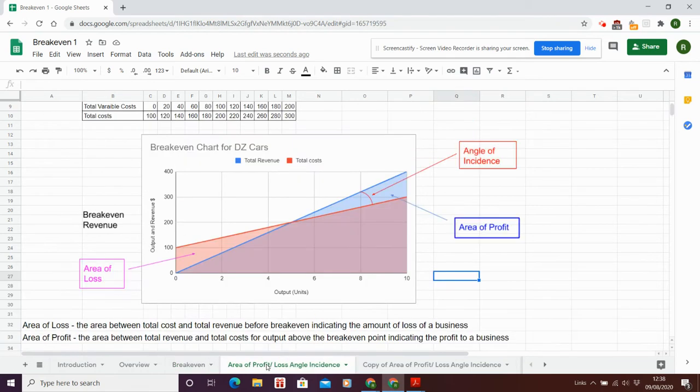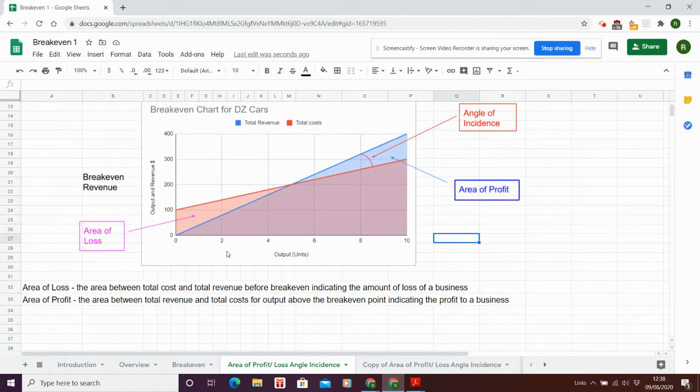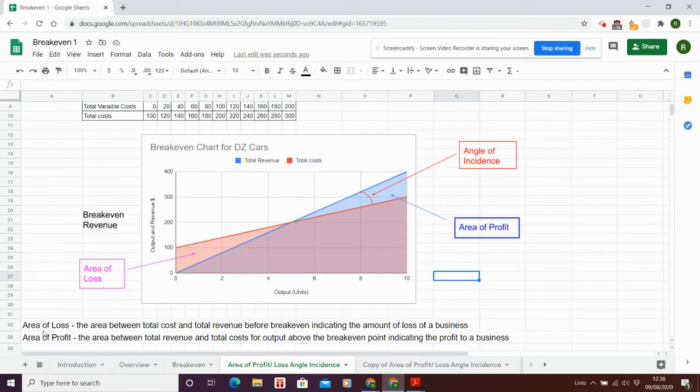Okay, a couple more things that you may be asked to put onto a diagram. You've got the area of profit, the area of loss, and the angle of incidence. The area of loss is straightforward. It's the area between the total cost curve and the total revenue curve, below the break-even point. So it's this area that's in pink on my diagram. What you would do in an exam is hatch it or make sure it is shaded and clearly identified, and again label it as an area of loss.